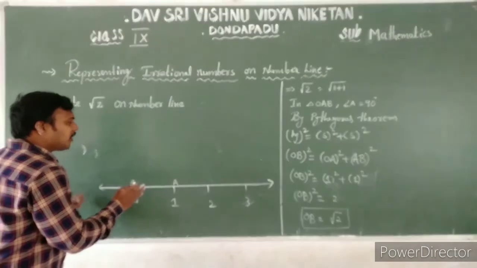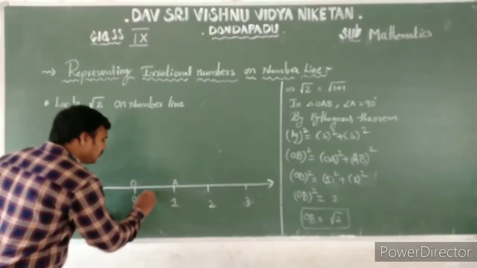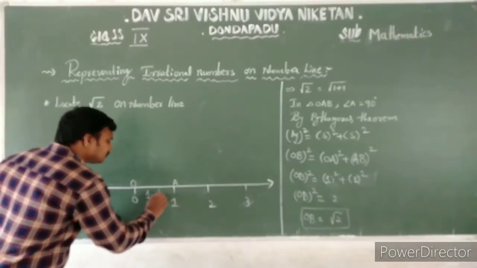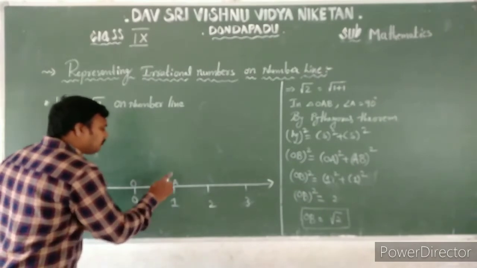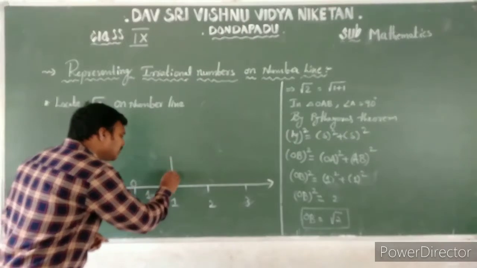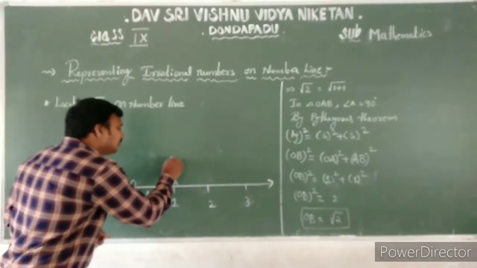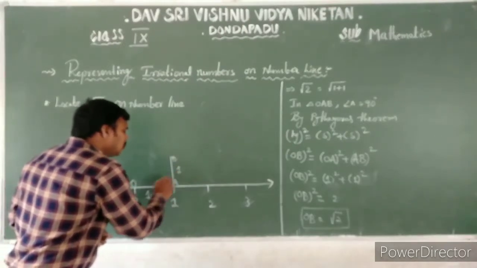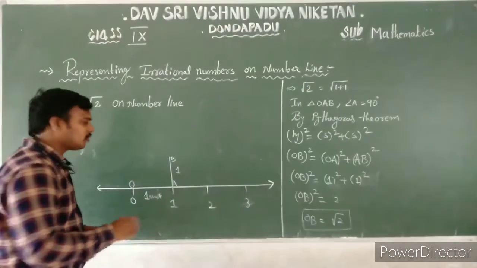We take OA as 1 unit, and we also have to construct AB. That also takes 1 unit. AB is perpendicular to OA.